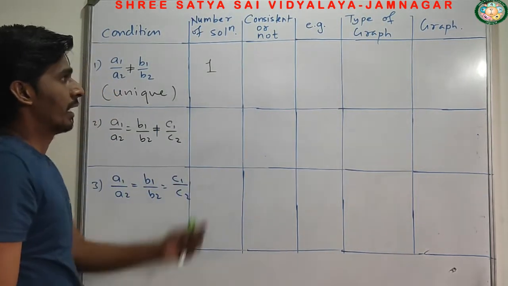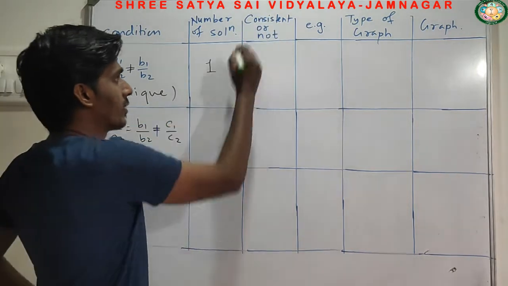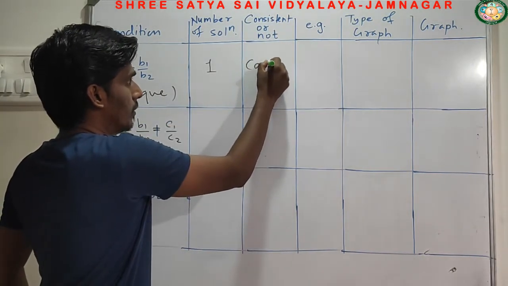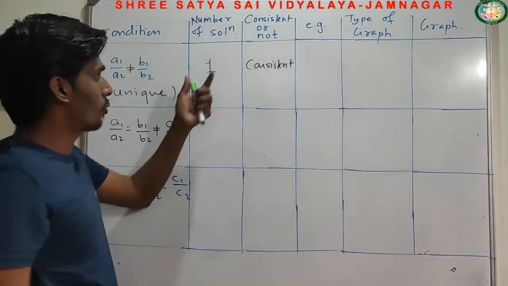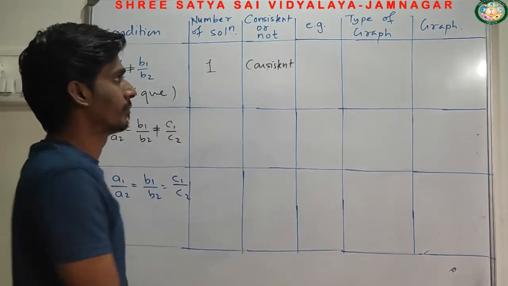Consistent or not consistent? If a solution is possible, it is always what? Consistent. Whenever a solution is possible, it will be consistent.